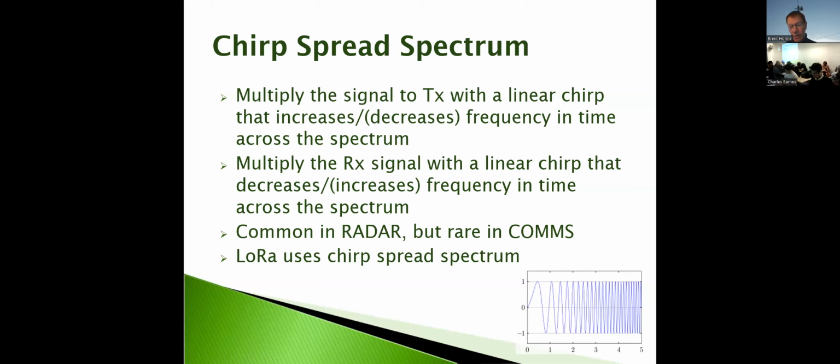Very, very common in radar. Don't see it nearly as often in communications. But LoRa is a very low data rate, medium distance communication system. It can work over several miles, and it uses chirp spread spectrum.